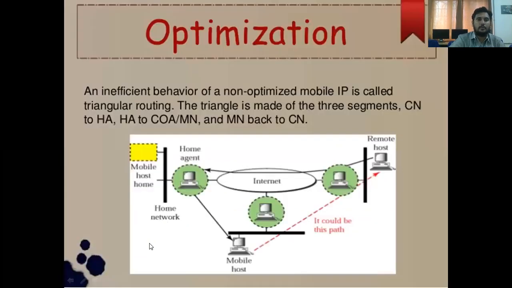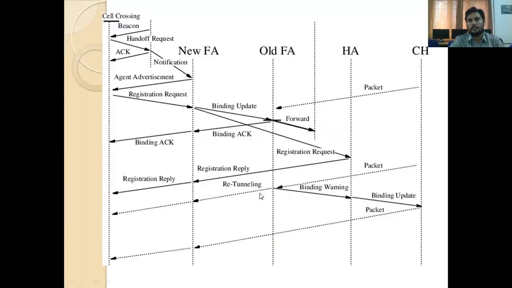So if you observe this diagram, an inefficient behavior of non-optimized mobile IP is called triangular routing. The triangle is made of the 3 segments: correspondent node to home agent to care of address, and mobile node back to correspondent node. Remote host to home agent to mobile host, and mobile host to remote host. So this is the handshake representation of correspondent node to mobile node.